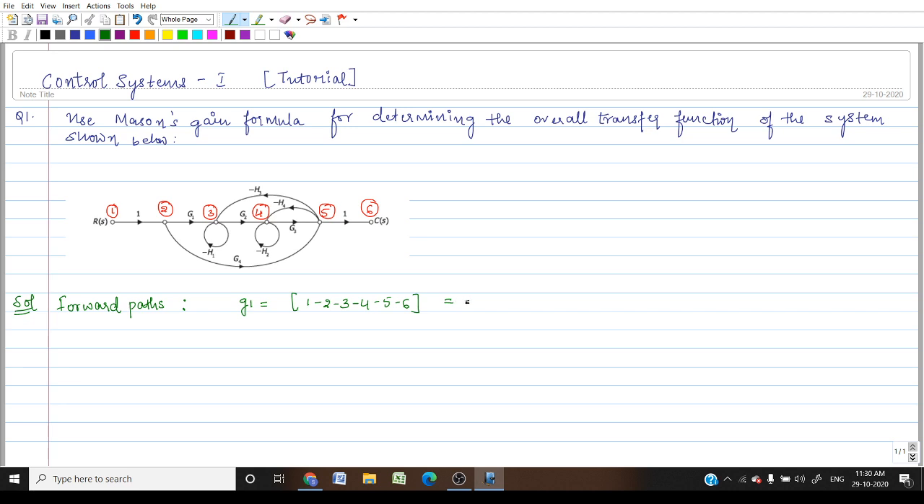So the forward path gain is 1 into G1 into G2 into G3 into 1. So I can write G1 G2 G3. Similarly, we have one more forward path, that is G2. It is from 1 to 2, 2 to 5 and 5 to 6. So the forward path gain of this path is simply G4.